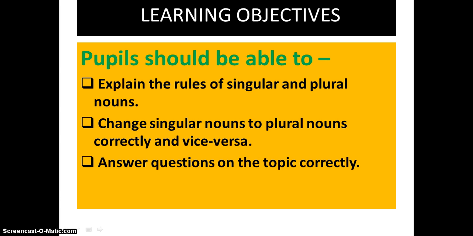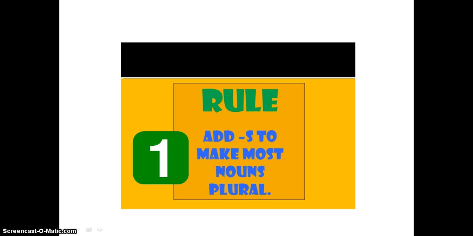Alright, what are our learning objectives today? First of all, you should be able to explain the rules of singular and plural nouns. You will change singular nouns to plural nouns correctly and vice versa, meaning plural nouns to singular. You will answer questions on the topic correctly. Now let us proceed with the lesson.